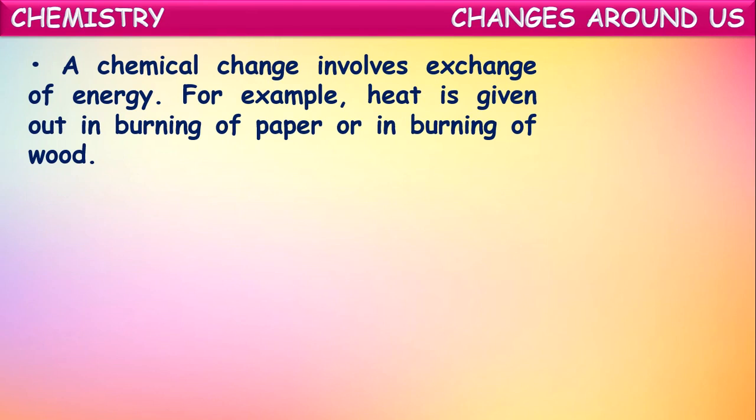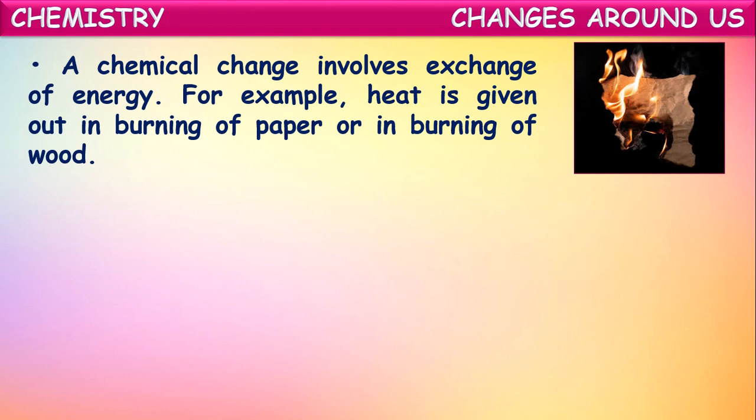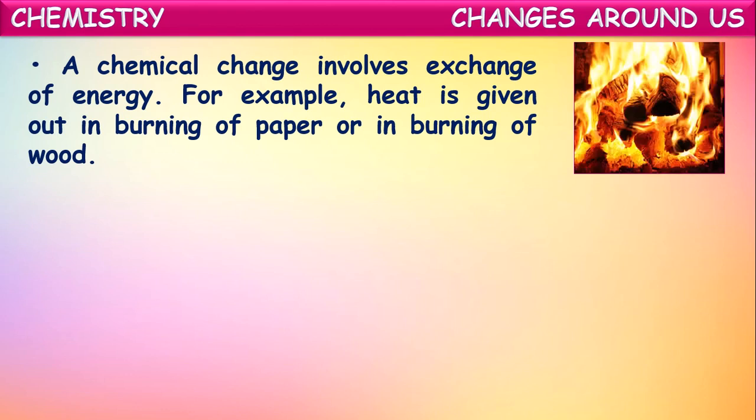Next, a chemical change involves change of energy. For example, heat is given out in burning of paper or in burning of wood. While burning a paper or wood, heat energy is emitted. In some cases, energy might be absorbed. So finally we can say in chemical changes, exchange of energy is involved. Sometimes energy might be evolved, and in some chemical changes energy might be utilized. So energy changes occur during a chemical reaction generally.